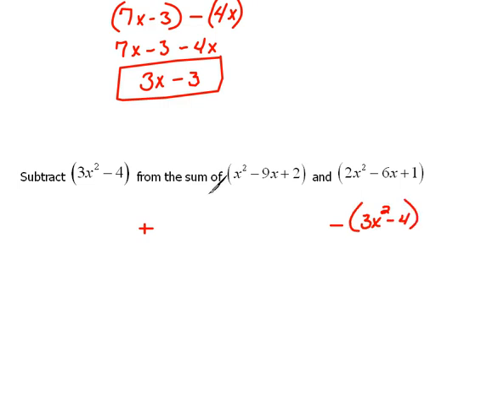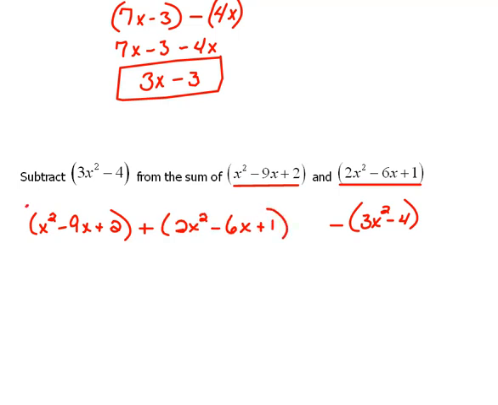Well, what two things is it that we're supposed to be summing up? They give them to us right here, these two trinomials. So we would have x squared minus 9x plus 2, and we're going to add that to 2x squared minus 6x plus 1. This would be the sum of, and then 3x squared minus 4 from that sum.